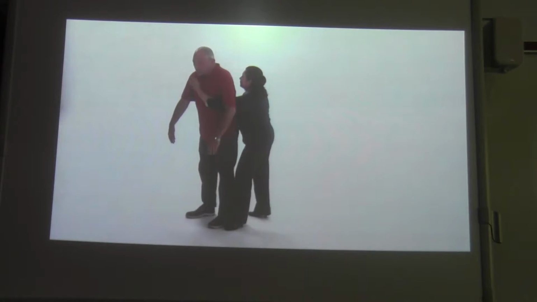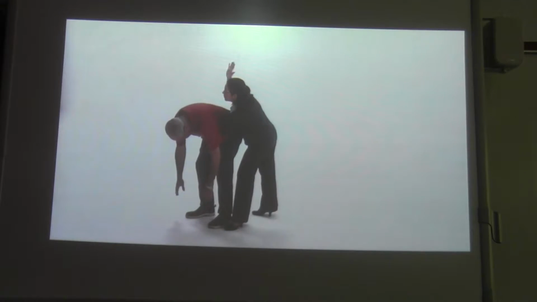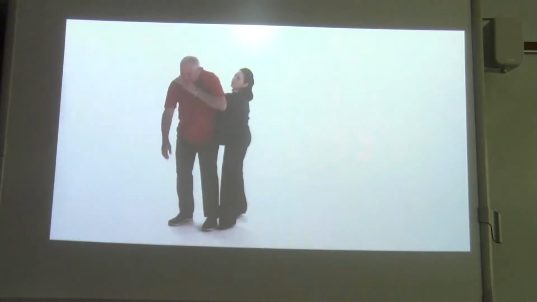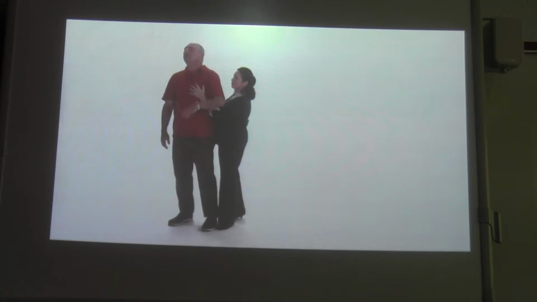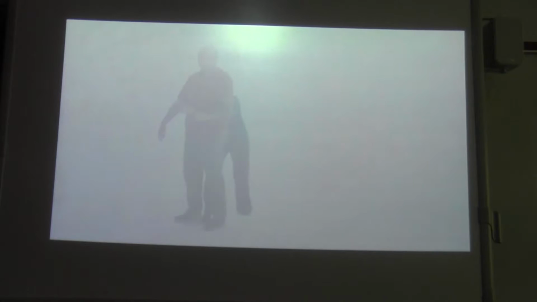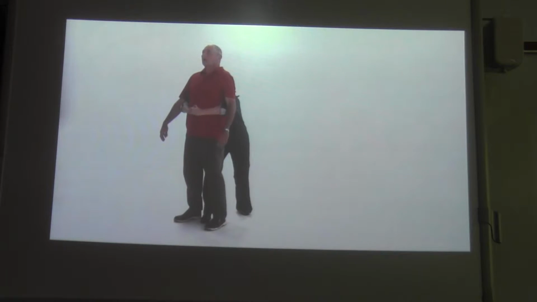Continue to give 5 back blows and 5 abdominal thrusts until the object is dislodged, the person can cough forcefully, speak or breathe, or the person becomes unconscious. If the person becomes unconscious, gently lower him to the ground, protecting his head on the way.